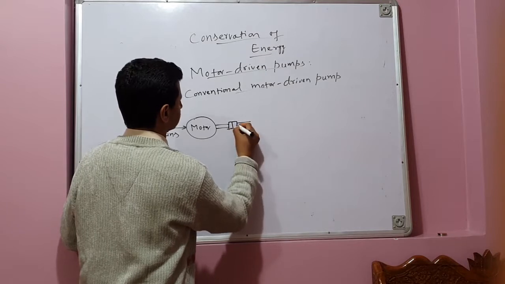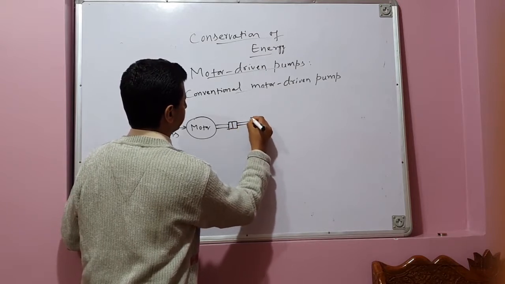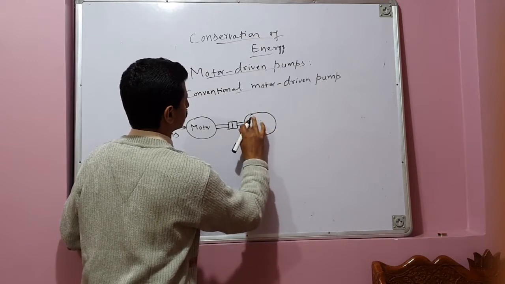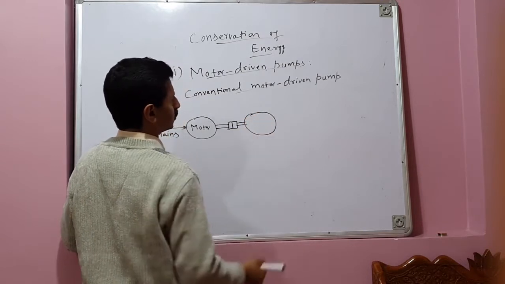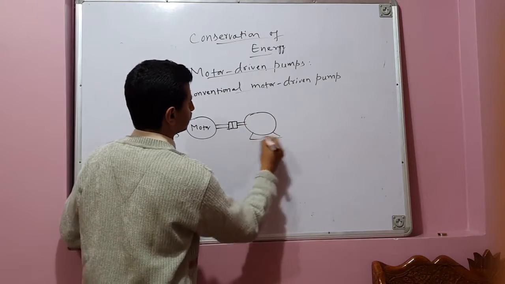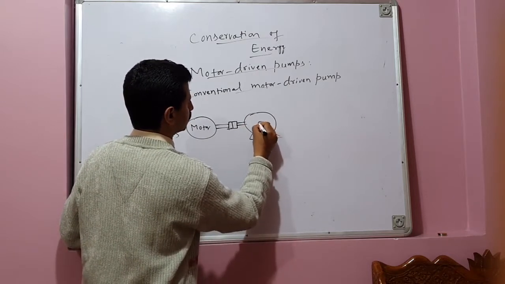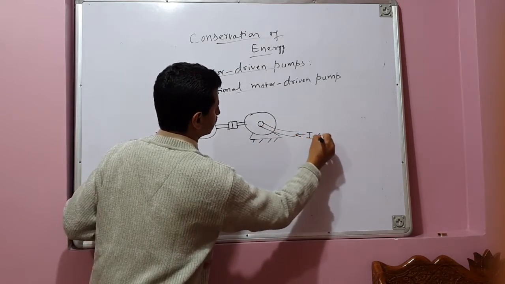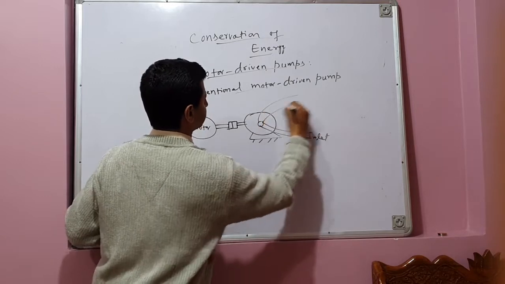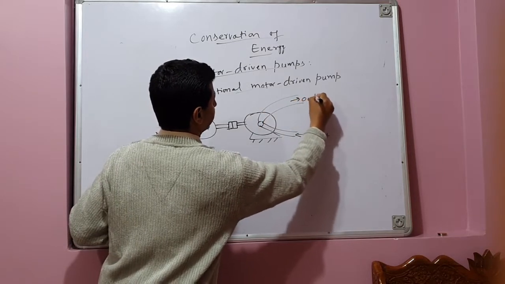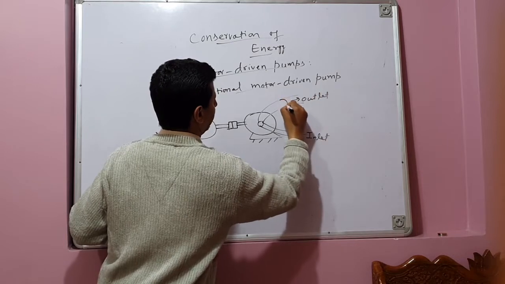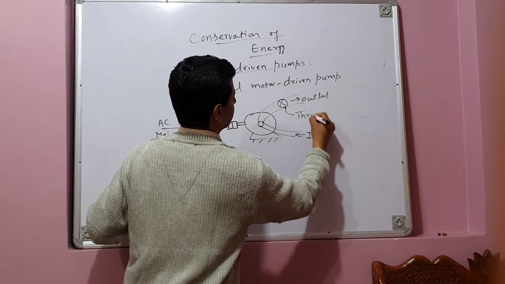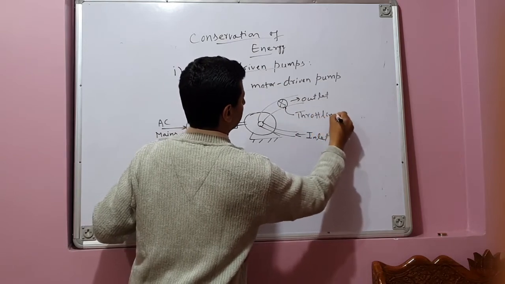to a pump. So this is your pump. This is the pump. This pump has an inlet and it has an outlet. This is the outlet where water comes out. And here this circle with a cross represents a throttling valve. This is a valve, a simple valve.